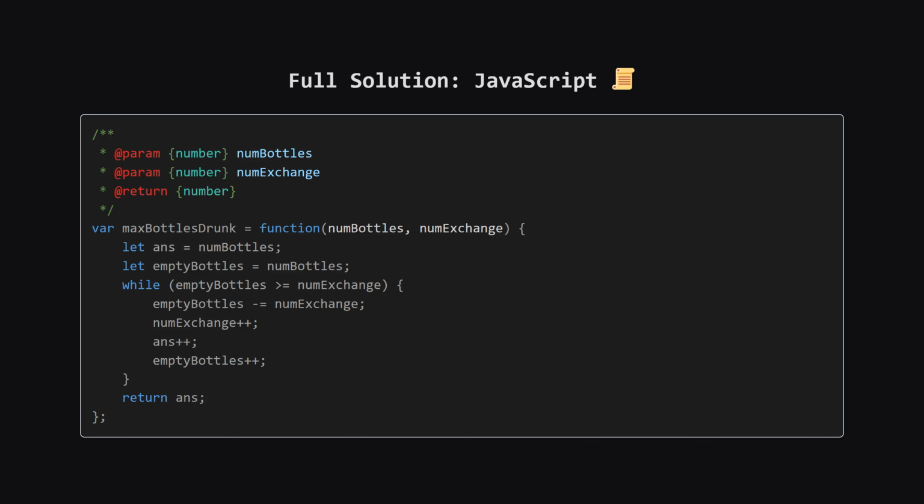And finally, here is the solution in JavaScript. Once again, it's the same simulation logic. Seeing it in a few different languages can really help solidify the pattern.